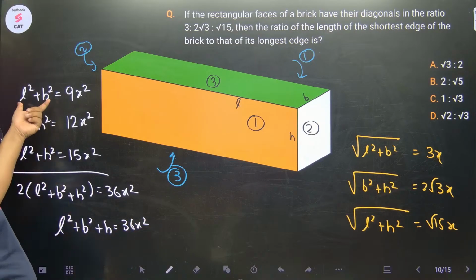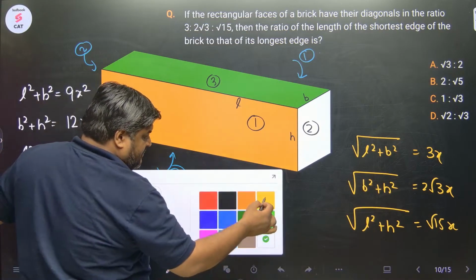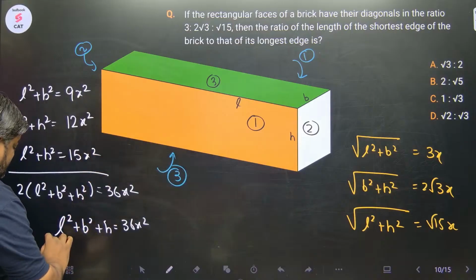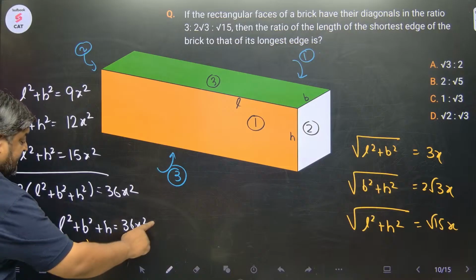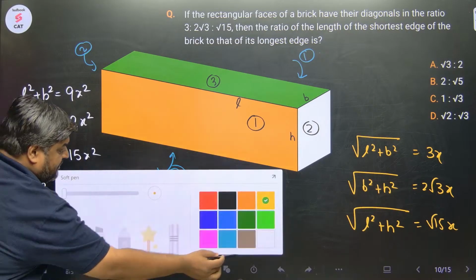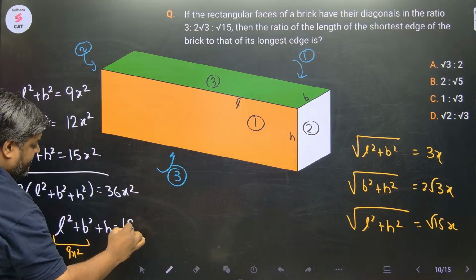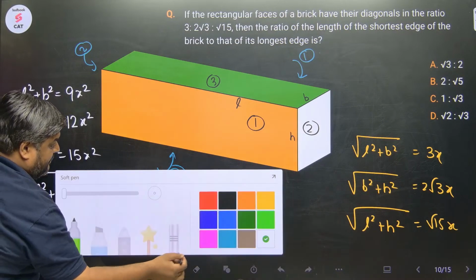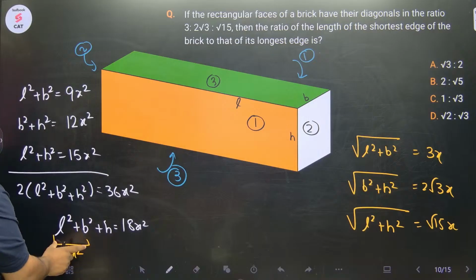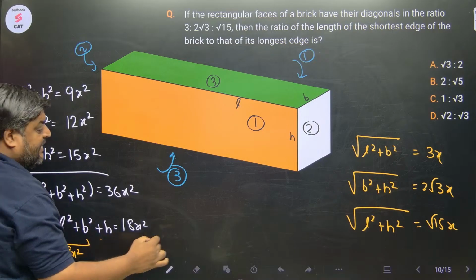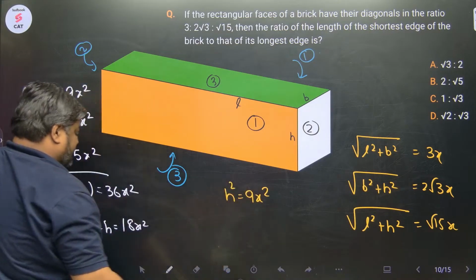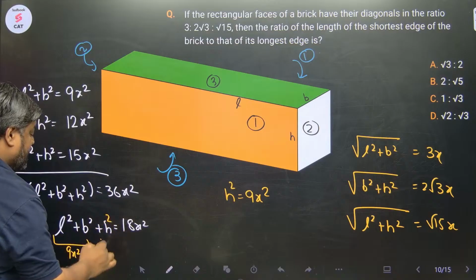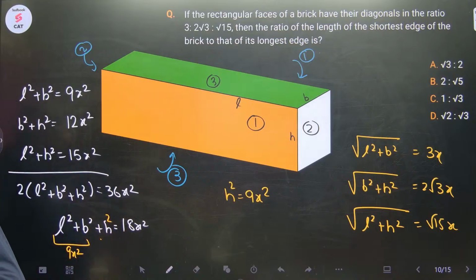अब देखो, I have the value of l square plus b square, which is 9x square. तो h क्या हो जाएगा बेटा? This is 18x square, divided by 2 है ना. This is 18x square. And now if I say this is 9x square, so h square would be 9x square, right?